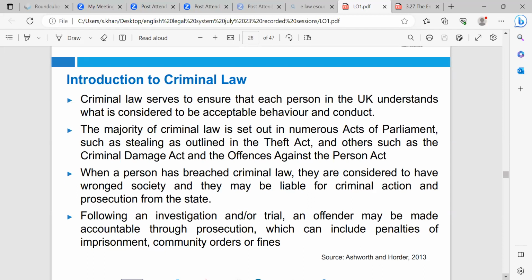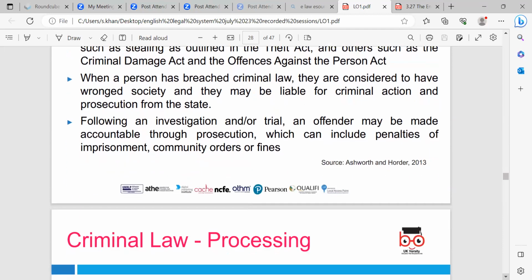They may be liable for criminal action and prosecution from the state. Following an investigation or a trial, an offender may be made accountable through prosecution, which can include penalties of imprisonment, community orders, or fines.